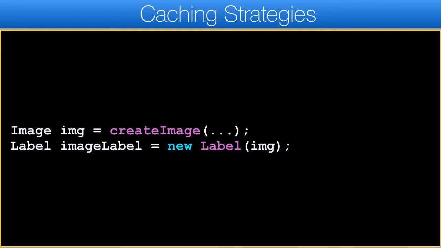Let's say I have this code. Should we cache the image or should we cache the label? There is no simple answer. Normally, I wouldn't cache the label, preferring to cache the form, but the logic of image caching is tricky.